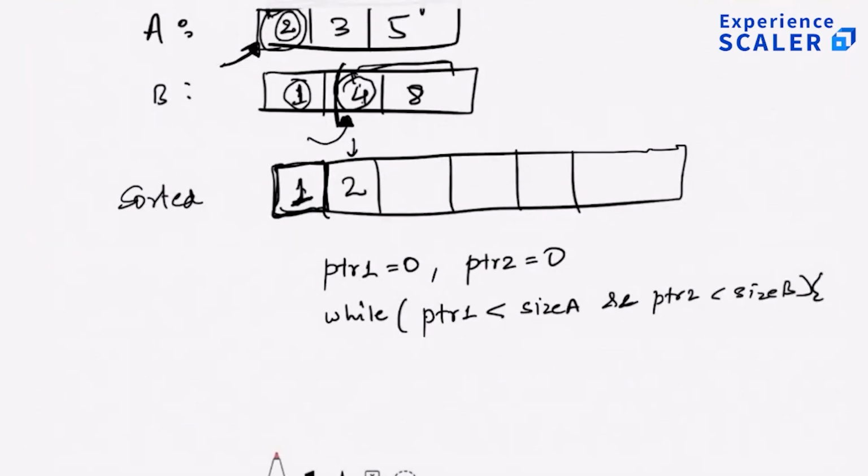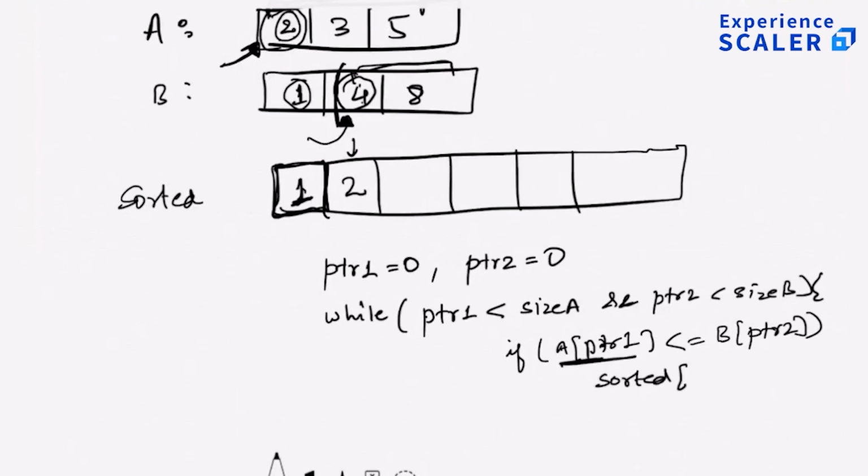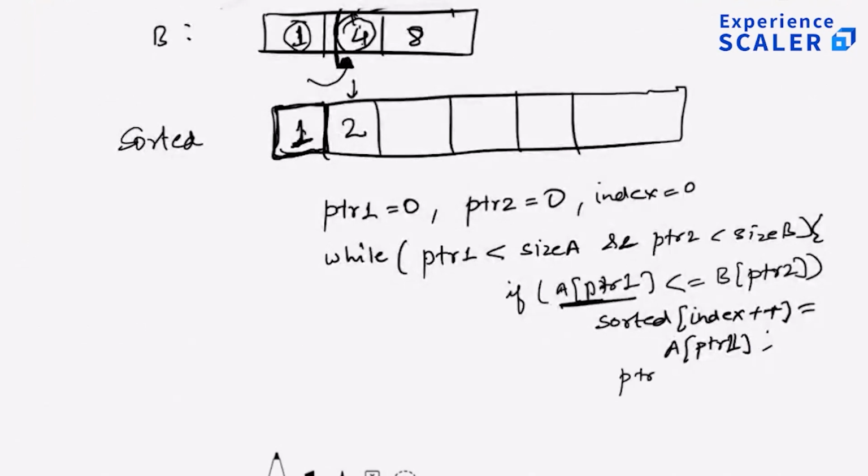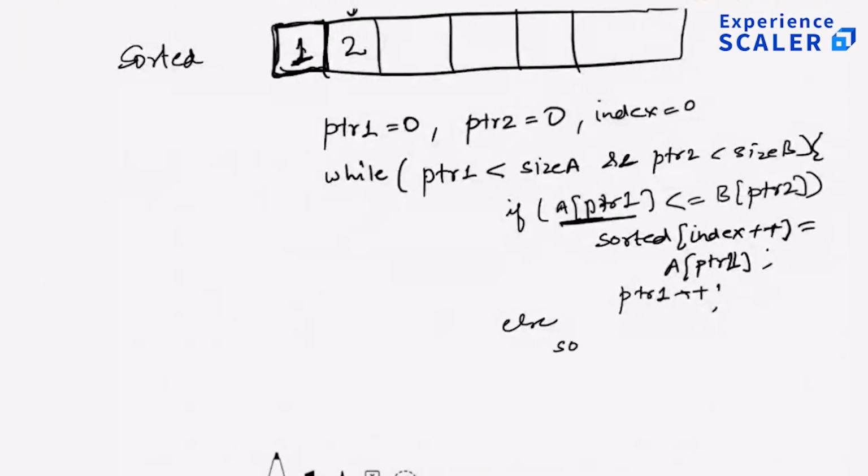You figure out which one is smaller. You just check. If A of pointer 1 is smaller than or equal to B of pointer 2, then simple. This is what goes in the sorted array. So let's say sorted of, let's keep an index, A of pointer 1. You increment pointer 1 plus plus because now pointer 1 has been assigned here. Else you put pointer 2 element here. So sorted of, again, index plus plus is equal to B, pointer 2 plus plus.